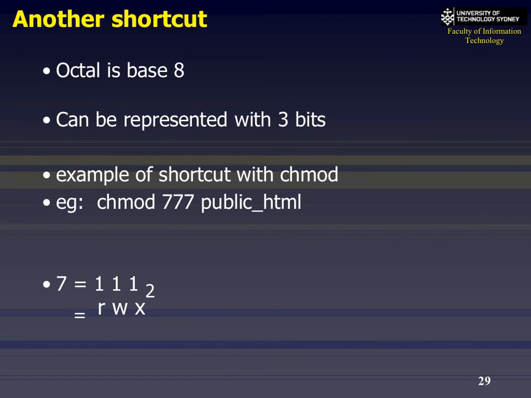Another shortcut we've seen is octal. Octal is base 8, simply represented by each digit represented by 3 bits. For example, chmod, we've seen that from Linux Gym Chapter 2. Chmod 777, well, that's equal to read, write, execute. Okay, so each one of these bits represent whether it can be readable or writable, executable.